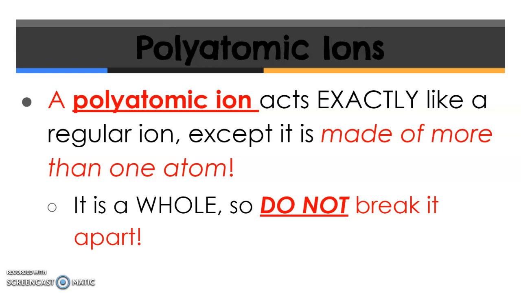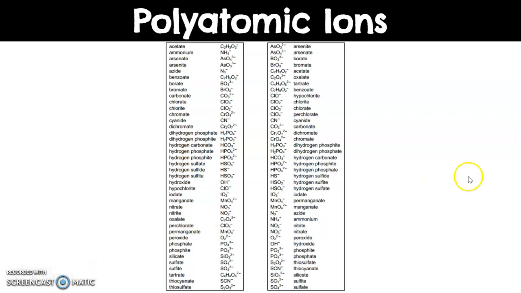But when we're doing ionic compounds, we're going to treat these polyatomic ions as if they are one unit. So the multiple elements themselves will have a single charge on them. I'll show you what I mean here in just a minute. Polyatomics act exactly like a regular ion, except they're made of more than one atom. Because it's a whole, we do not break it apart. So far we've only been dealing with 2 elements. Now it's going to get a little bit stickier.